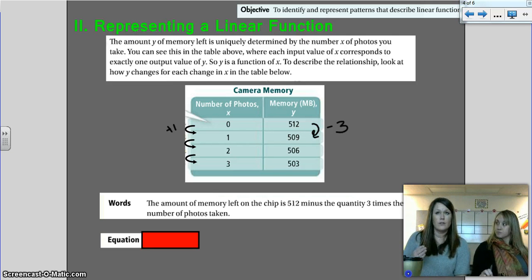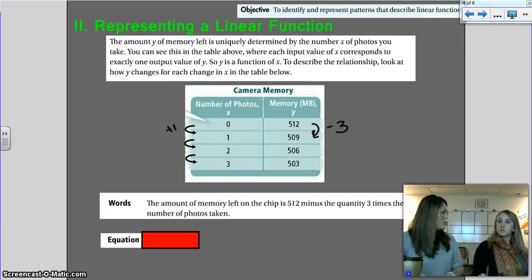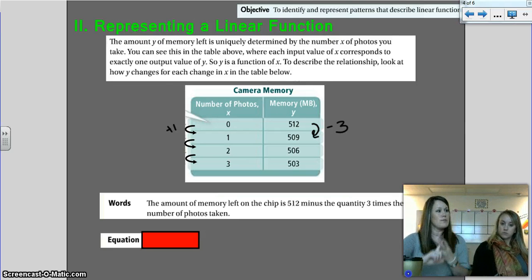So again, if I wanted to know how much I'm going to have left after 3 photos, or 20 photos, I don't want to make a table all the way to 20. I just want to know that for every picture, it takes 3 megabytes. So if I do 20 pictures, that's going to be 60 megabytes, because 20 times 3. So I would subtract 60 from 512.